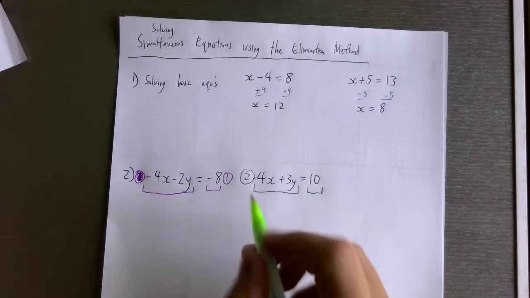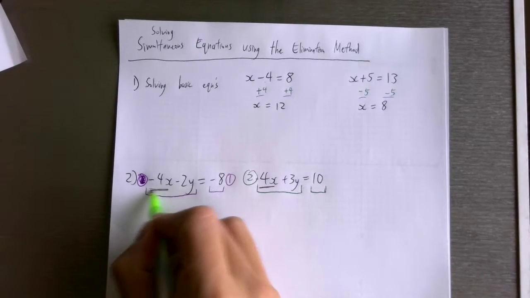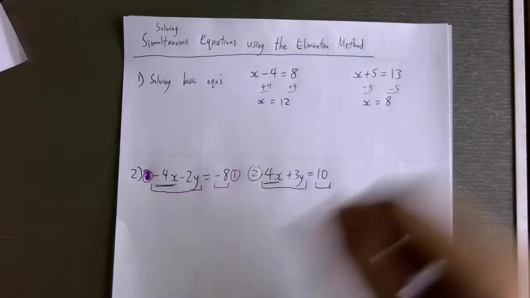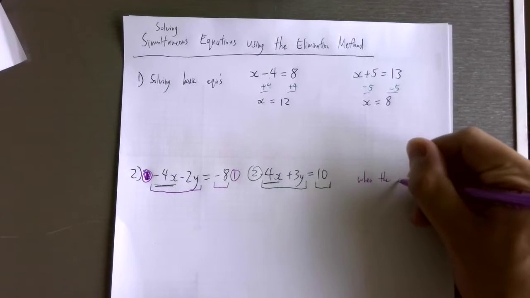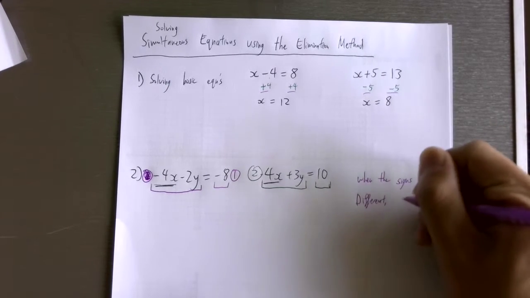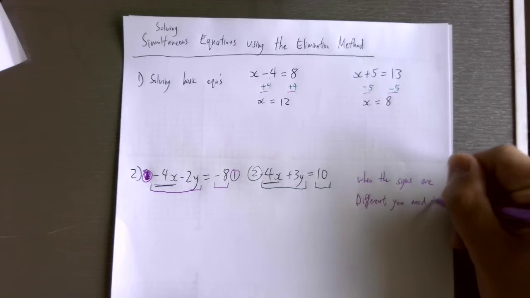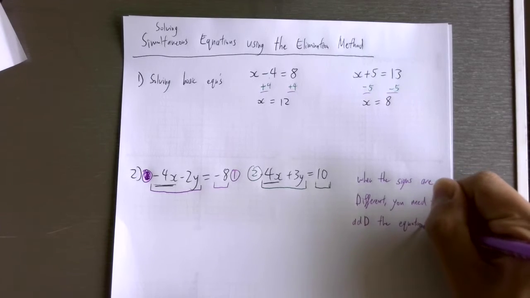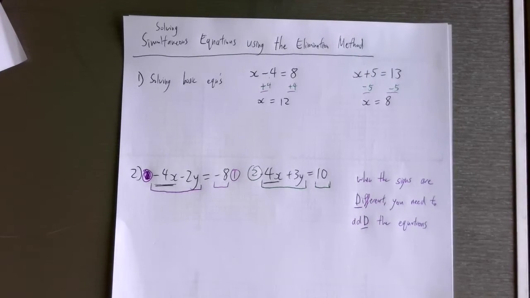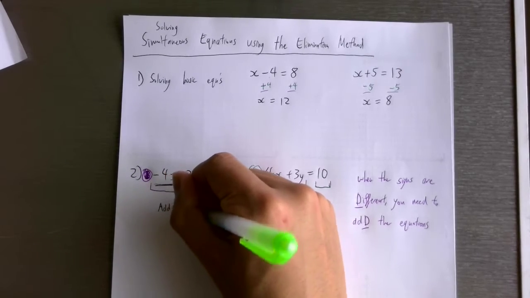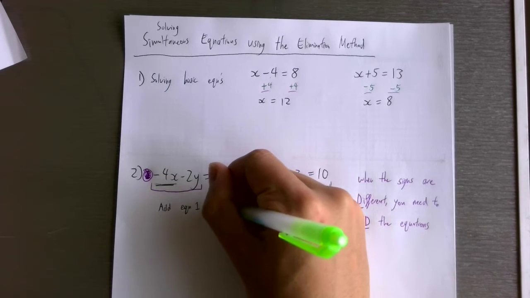So in this problem here, can we see we have 4x and we have minus 4x. The numbers are the same size, but one's a negative and one's a positive. When the signs are different, you need to add. Okay, so what we'll be thinking about is adding equation 1 to equation 2.